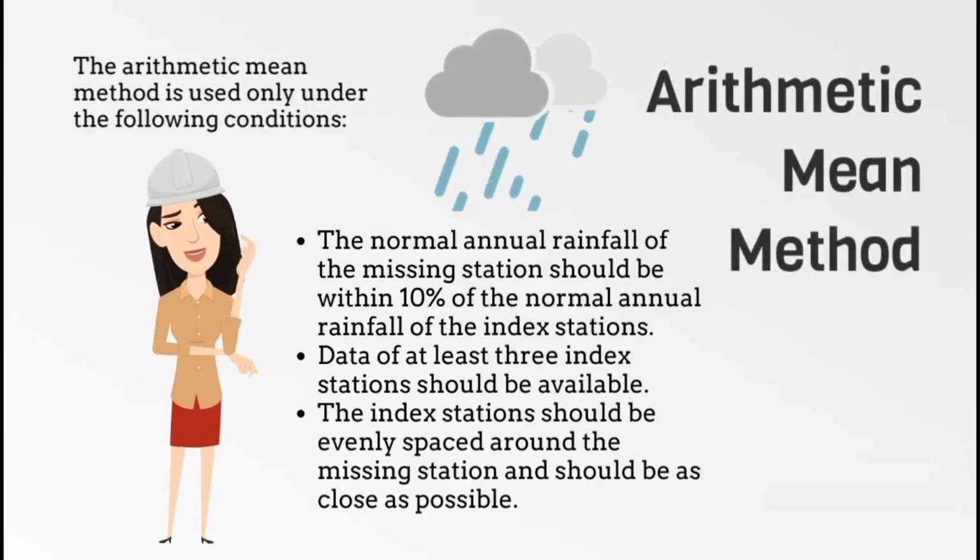The arithmetic mean method is used only under the following conditions. The normal annual rainfall of the missing station should be within 10% of the normal annual rainfall of the index stations. Data of at least 3 index stations should be available, and the index stations should be evenly spaced around the missing station and should be as close as possible.